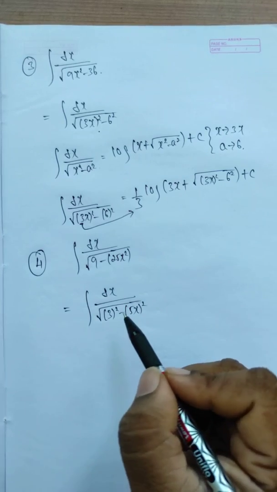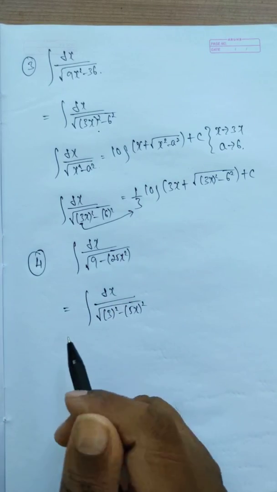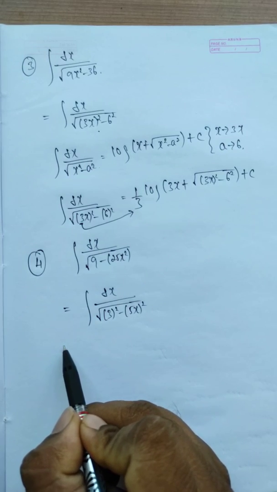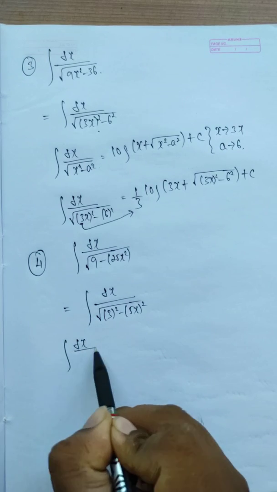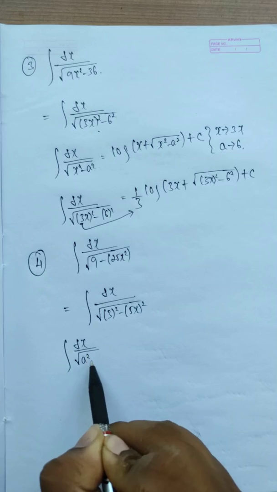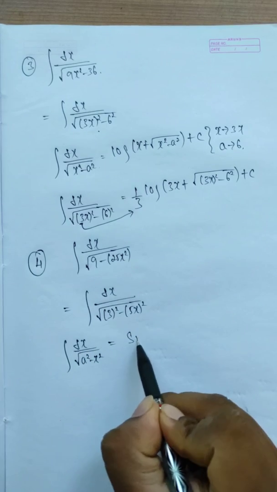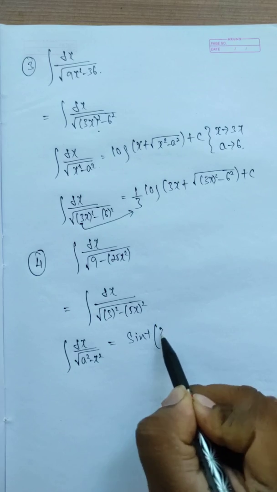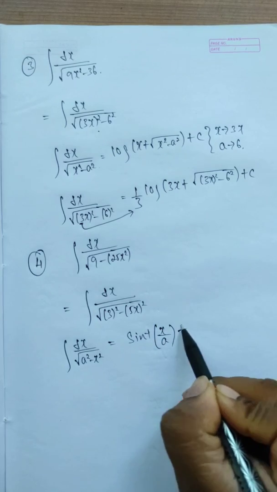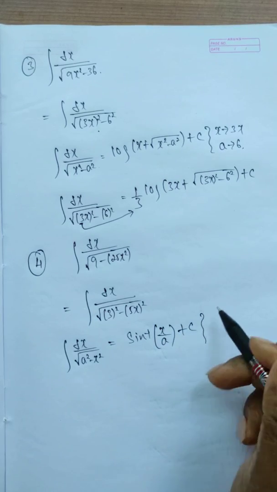So now compare this to a standard form. You are comparing the standard form. So I am writing the standard form: integration of dx by root of a square minus x square. What is the integration of dx by root of a square minus x square? Sin inverse x by a plus c.